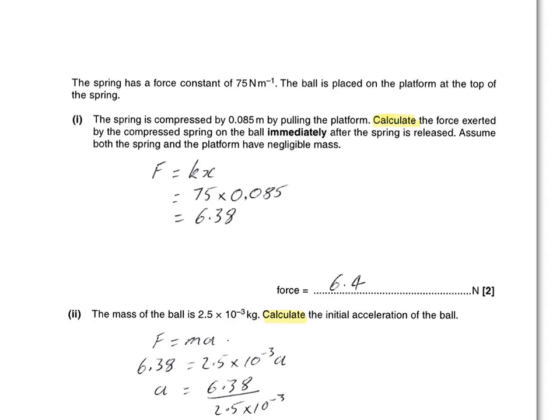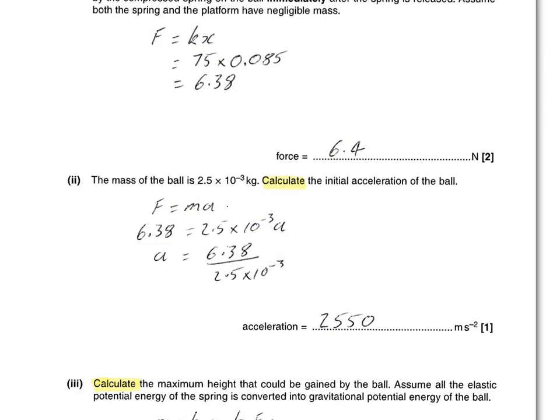So first up, we're just after working out the force. I've got a force constant, I've got an extension, F equals kx, force constant times the extension, I'm getting 6.38. I'm giving the answer as 6.4 newtons. We're then given the mass of the ball. We've got to calculate the initial acceleration. Well, the initial acceleration is when we have got that extension we were looking at, so we have got that force. So I've got a mass, I've just calculated a force. That's straight away making me think about F equals ma. Put in the data I've got, rearrange it, 6.38 over the 2.5 times 10 to the minus 3, and I get an acceleration of 2,550 meters per second squared.